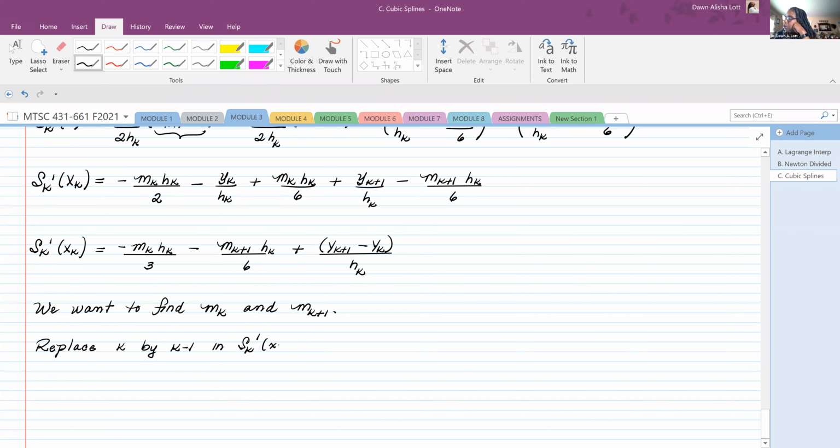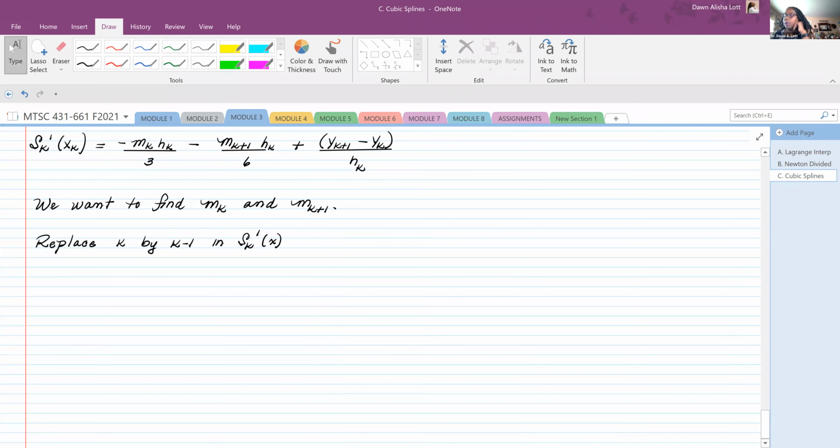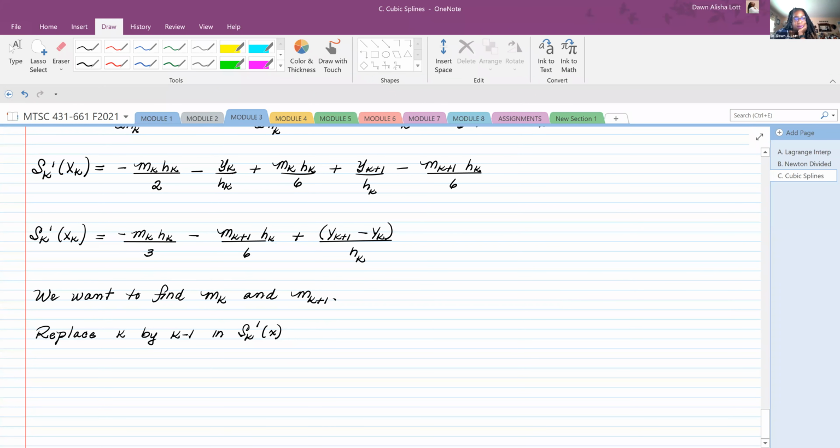So why are we replacing it with k minus 1? Because remember, the two functions have to be continuous. So if we find what S_{k-1} is, S_{k-1} at x_k has to be the same as S_k at x_k. Okay. So therefore, I want to keep that equation visible. I don't know if I'm going to be able to.